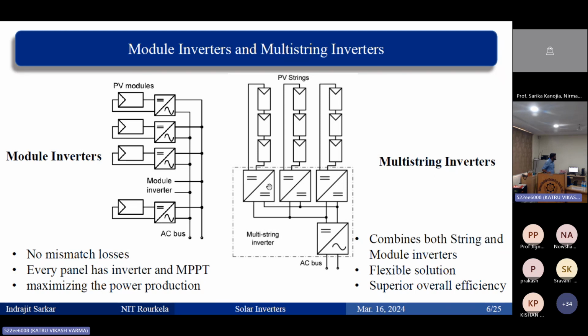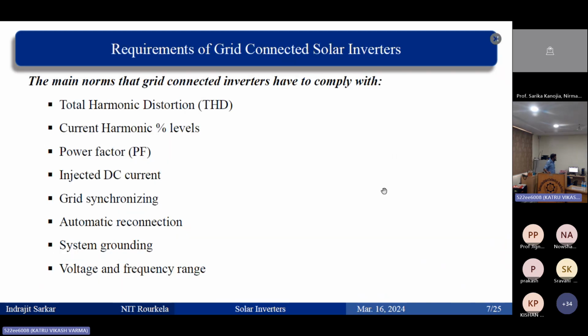So these are the modules, and then we have the strings, and they are connected in parallel. Okay. So these are the different grid connected inverters. Now you have solar PV, and now you have the grid connected inverter.